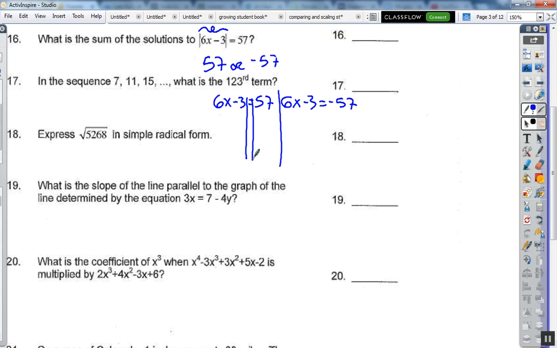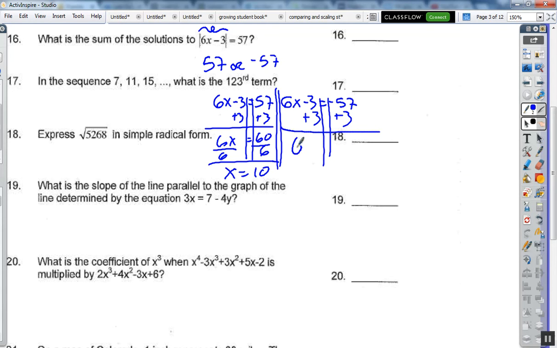So 2.7 times 6.3. We're adding 3 to both sides, the opposite of subtracting. So 6x is equal to 60, divided by 6, and we get x is equal to 10. On the other side of the fence, we add 3 and get 6x equal to negative 54.